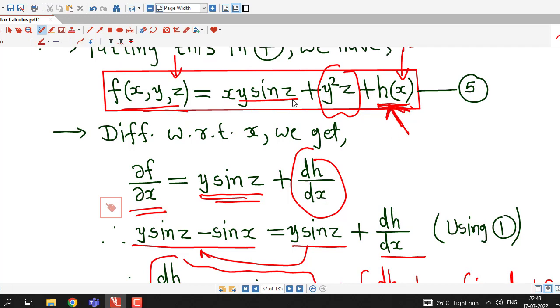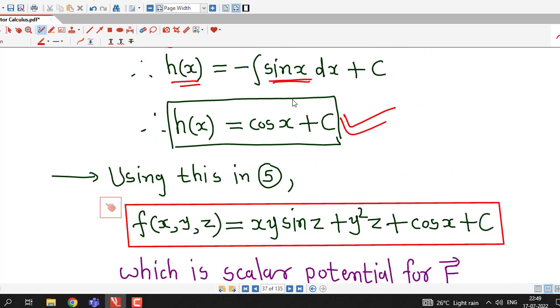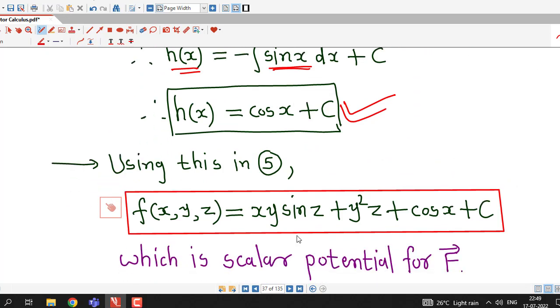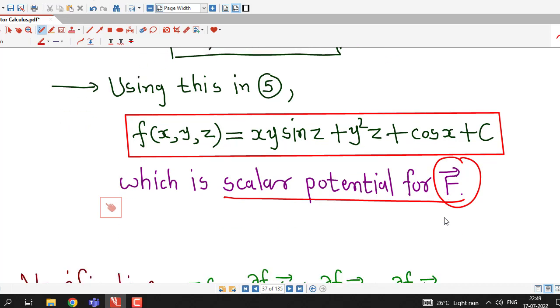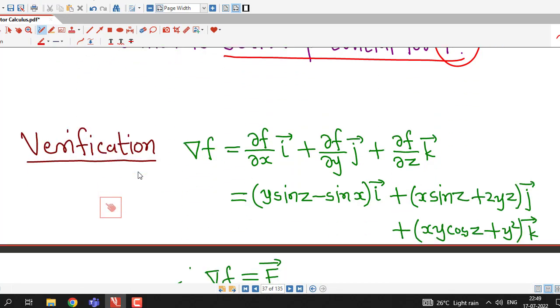So this is the value of h of x that we substitute in equation number 5, and our function will be xy sin z plus y square z plus cos x plus c. So this is the required scalar potential for the given vector field f bar. And if we wish, we can verify this answer. We must have the gradient of this scalar potential equal to the given vector field. So this is the verification.